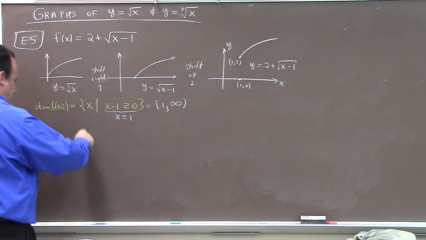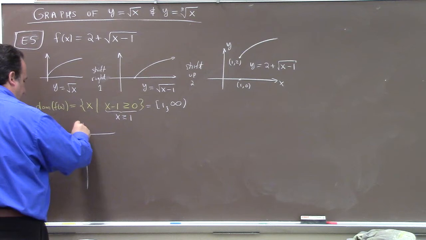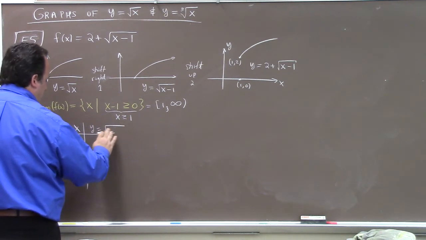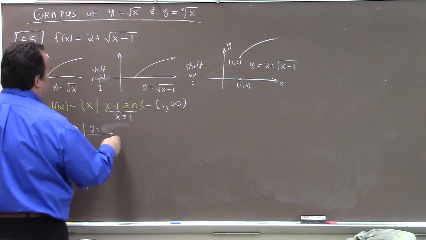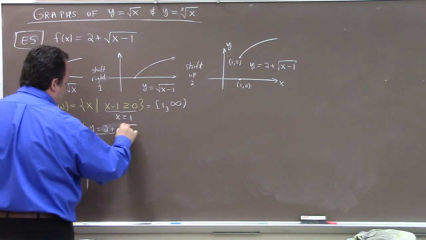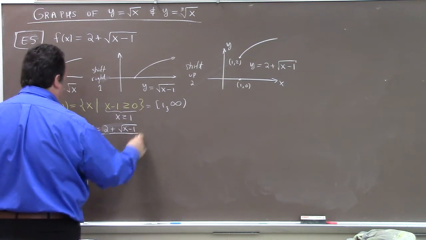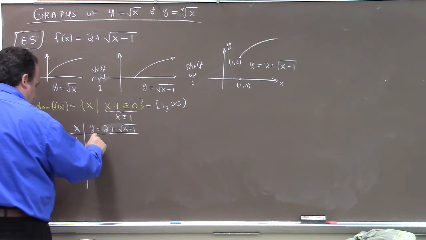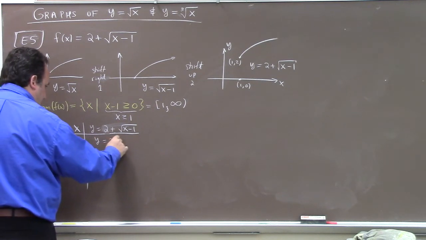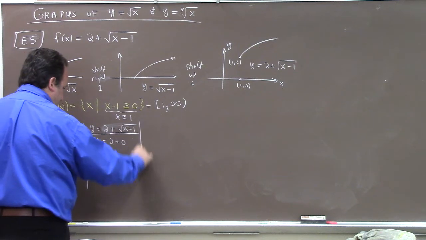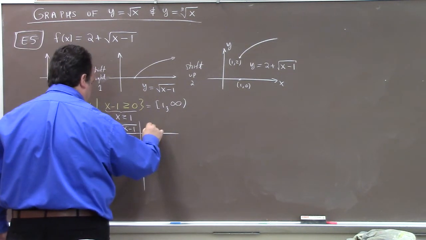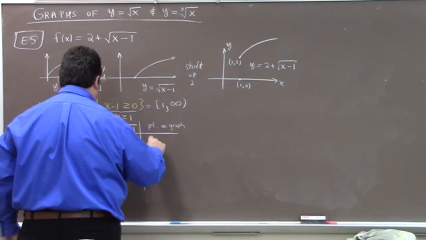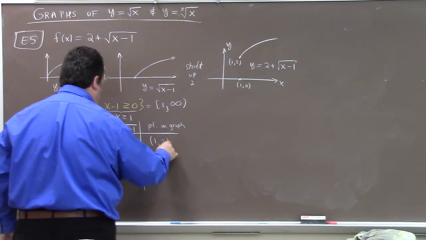So if we take the table of values, here's my x, here's my y equals, oh goodness gracious, forgot my formula. y equals 2 plus the square root of x minus 1, right? So I could do 1. So I get y equals 2 plus 0, right? So the point on the graph is what from these? It's 1, 2, right?